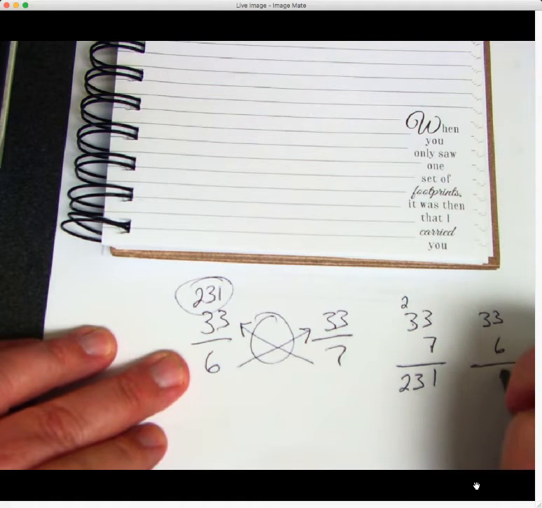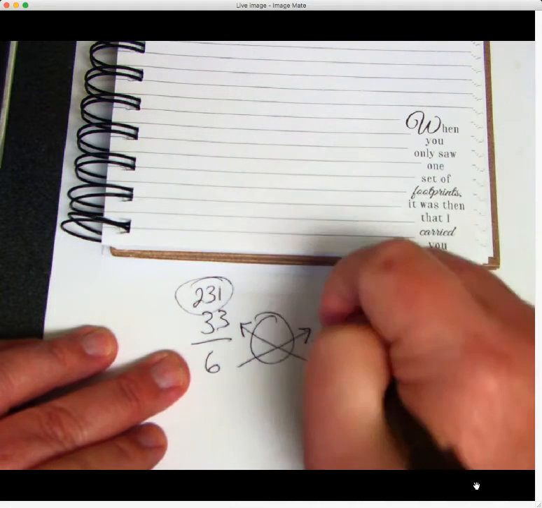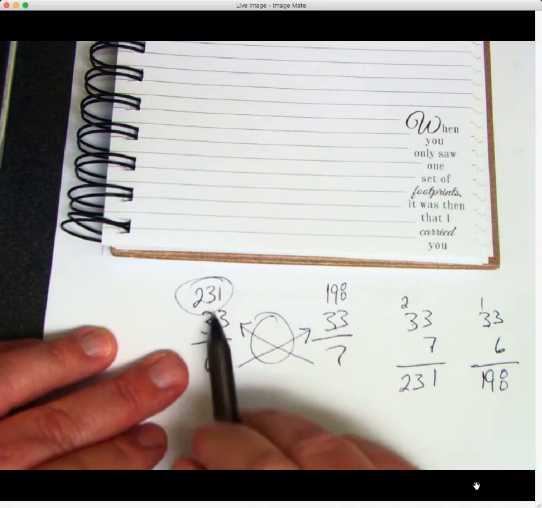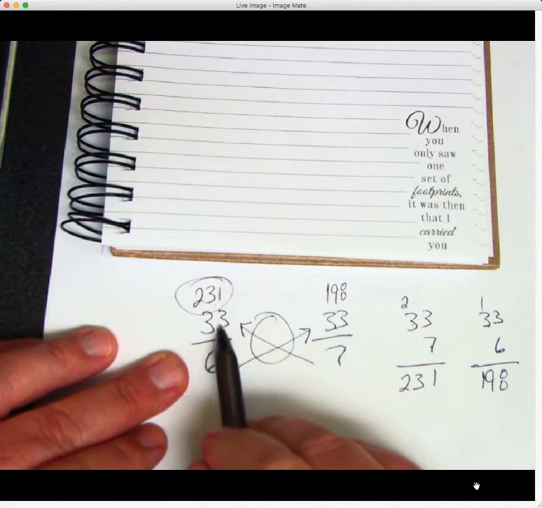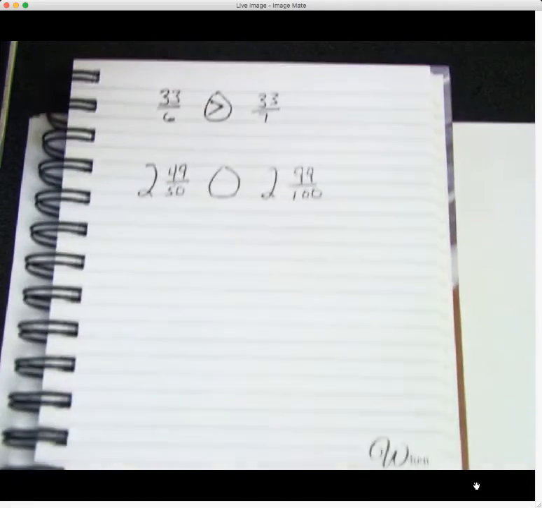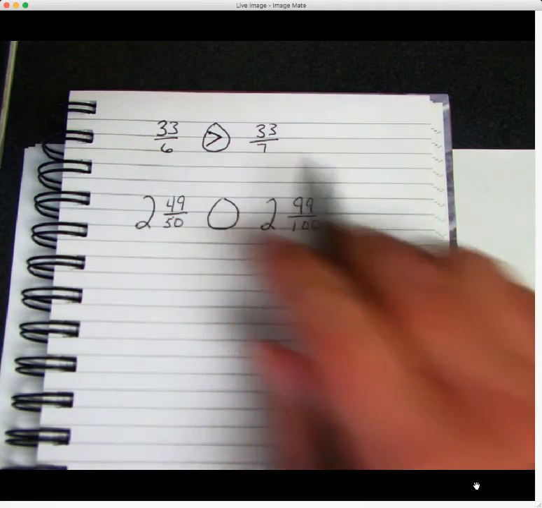Now I've got to do 6 times 33. 6 times 3 is 18. Put your 8 down, carry your 1. 6 times 3 is 18, plus 1 is 19. So 6 times 33 is 198. 231 is bigger, and so that means 33/6 is bigger. Is that what our reasoning told us? Yes, our reasoning was right.